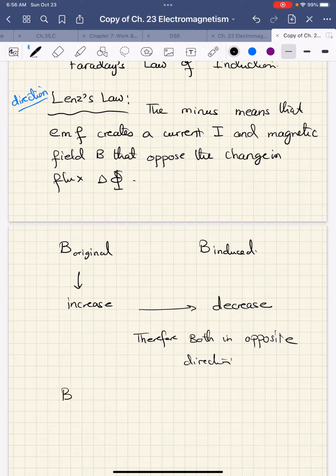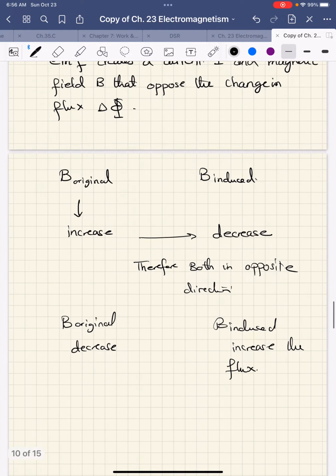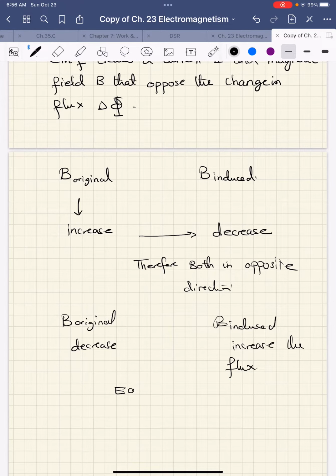Now, if for the original there is a decrease, then B induced is going to work to increase the flux. Therefore, they're going to support each other. They are going to be both in the same direction.